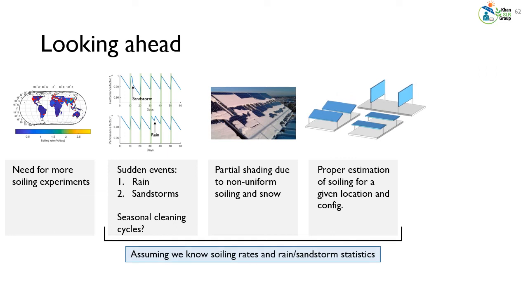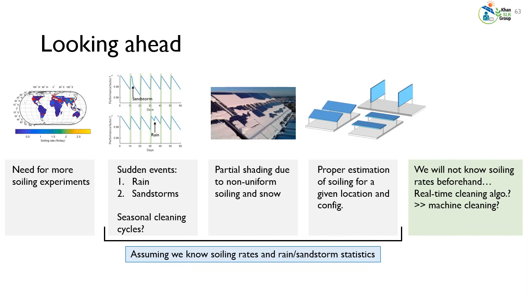But you need to remember that all these analyses would be possible only if you know soiling rates and, say, rain and sandstorm statistics beforehand. The thing is, you'll not know this beforehand. For any location, the soiling rate this year might be wildly different from what is going to come after 5 years.